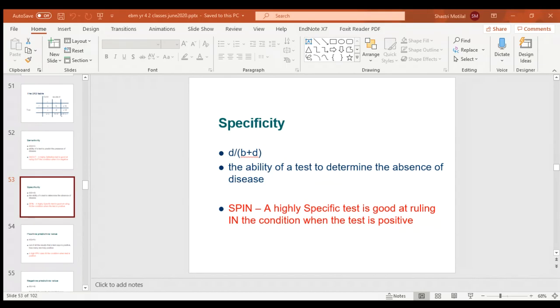What do you all think about this one? Is it very specific, very sensitive, both, none? What do you see? It's very specific, so it's good at ruling in the condition, most correct.